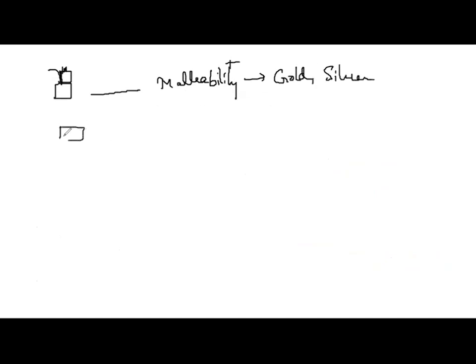Second one: if you take a metal, heat it and pull it on both the ends, it comes into long wires. That property is called ductility. The most ductile metals are also gold and silver.